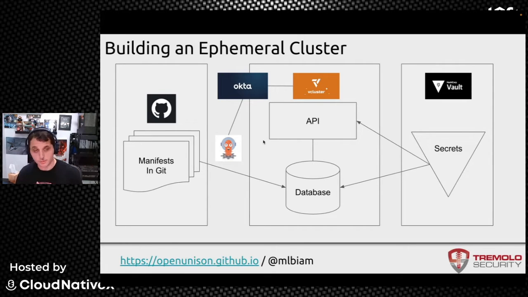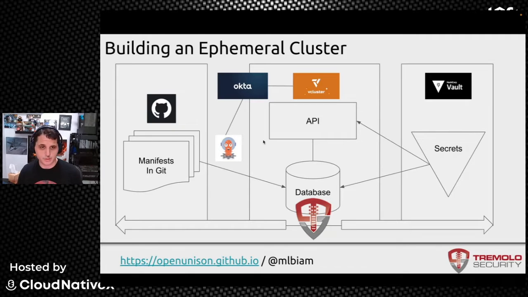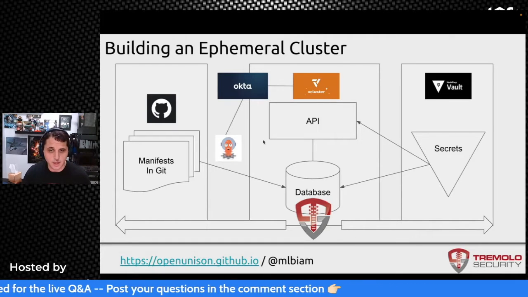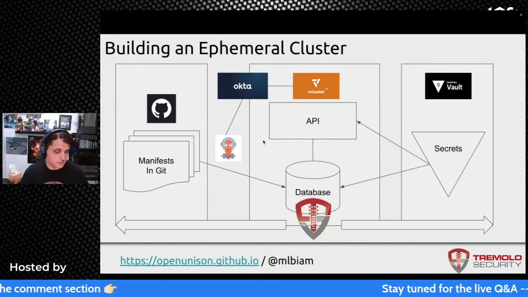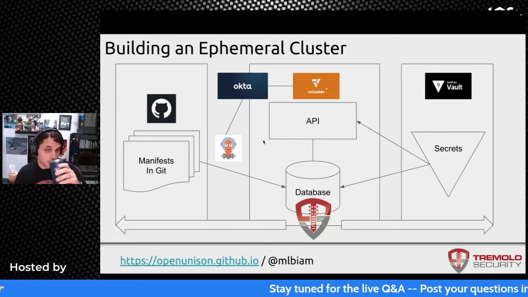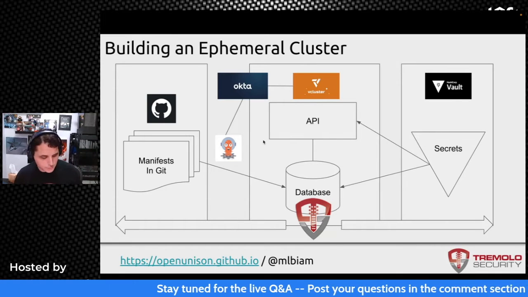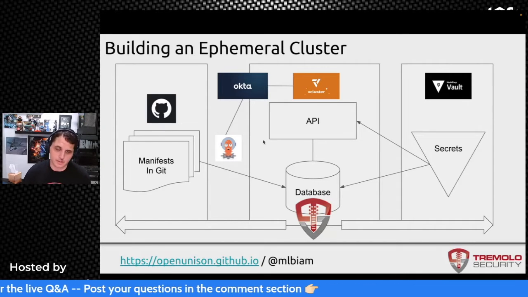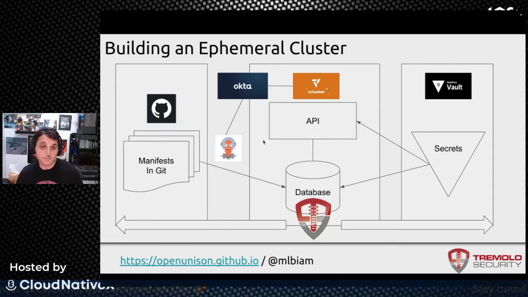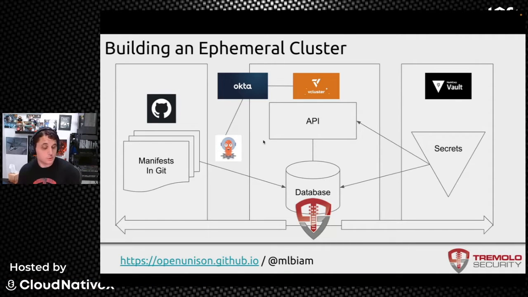So this is where Tremolo Security comes in with the Open Unison project. If y'all have heard of Open Unison before, it's probably going to be in the context of authentication for Kubernetes clusters. You know, being able to say proxy your authentication from Okta or Azure AD into your cluster. The other thing Open Unison has is a namespace as a service system, so where a user can log in and say, hey, please give me this namespace. You know, here's why I need it, and it'll provision it. So we're going to piggyback off of that to automate all this infrastructure.